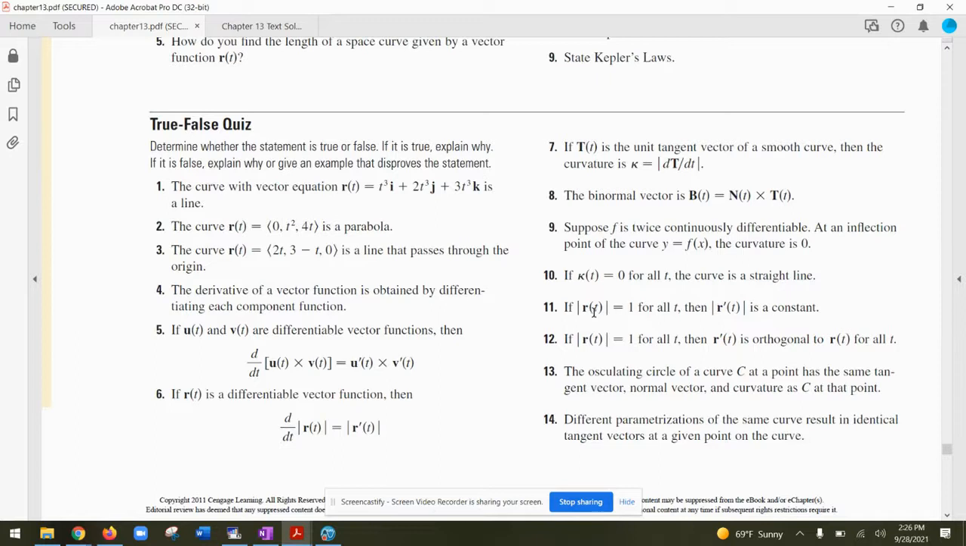If the magnitude of R is 1 for all t, then the magnitude of R prime is a constant. Is the magnitude of something always a constant? No, it's not. It's always a scalar, not always a constant. So wait, when the magnitude is 1, then R prime is a constant.